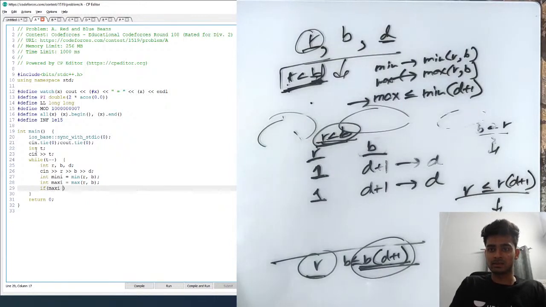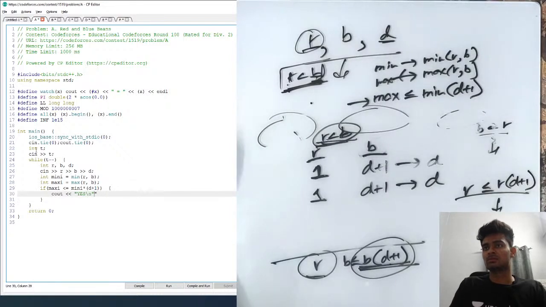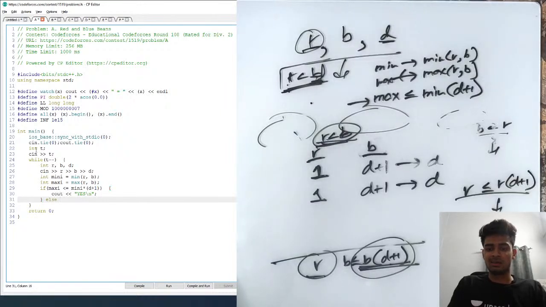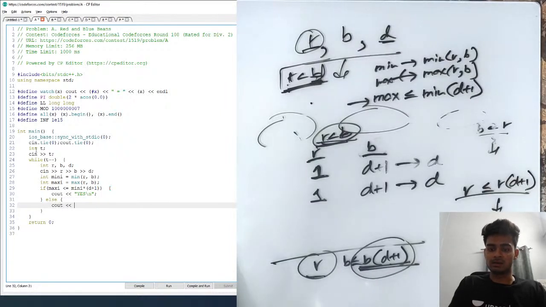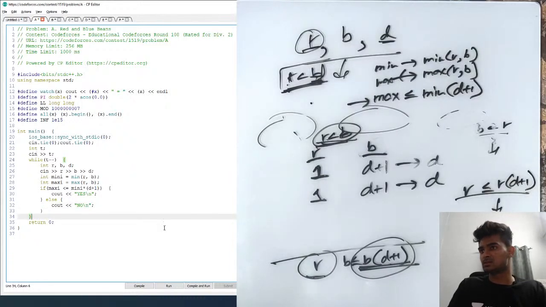So if maxi is less than or equal to min times d plus 1, then we can just say that the answer is yes. Else we can say that the answer is no. Let's run this.